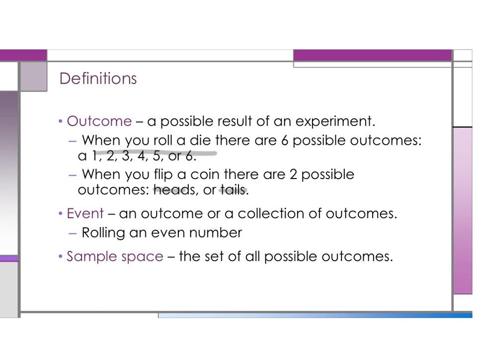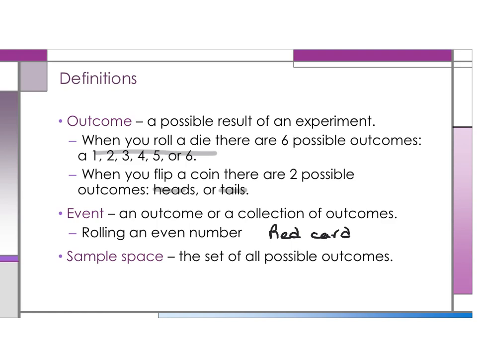The second definition is an event. An event is an outcome or a collection of outcomes. For example, rolling an even number. Another event could be picking a red card from a deck of cards, like a diamond or a heart.